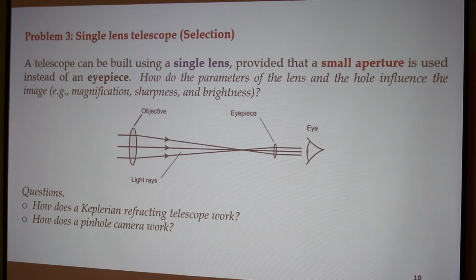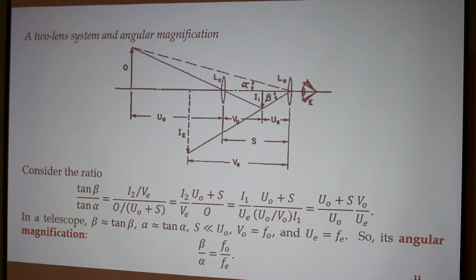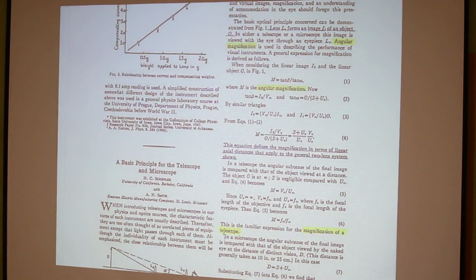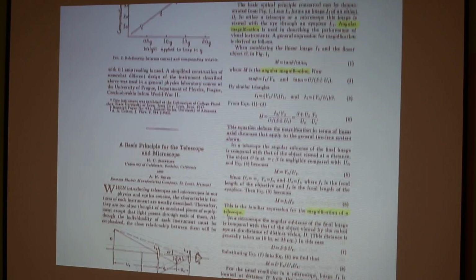I'm not going to go through this, but this is basically how a 2-lens system gives you magnification. I'm not going to give you a lecture for this. I have a paper for you. I don't think I'm going to remember seeing this paper. Anyway, 1 paper for this.